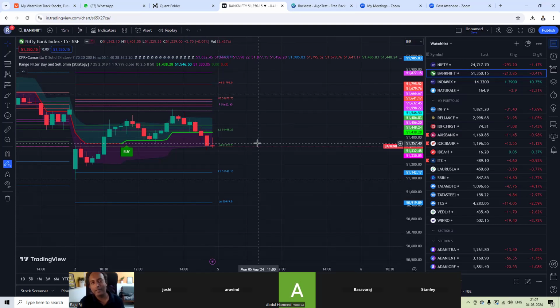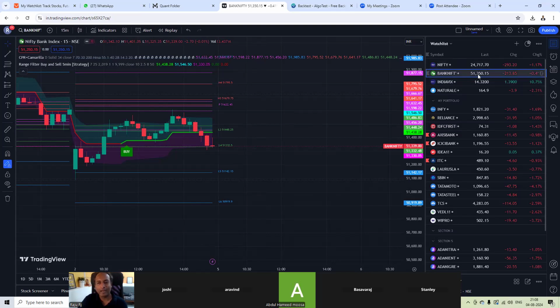Okay, we can build it. It's a very basic strategy. Yeah, we can do that. One more case. Like if it's going to 51,500, nearby that I want to short it, buy a put option or sell a call option. Yeah, that also can be done. You can do that.